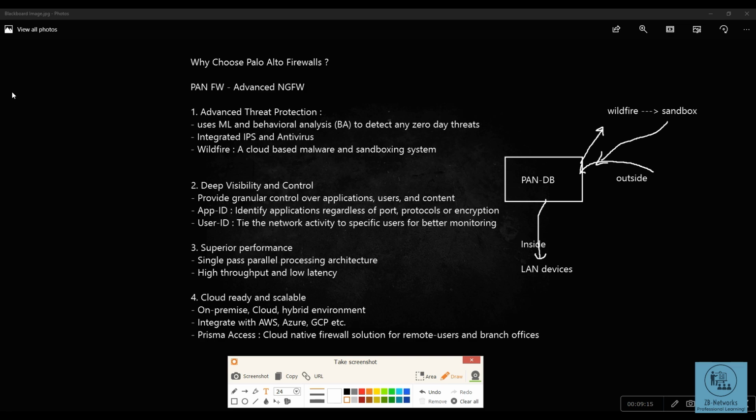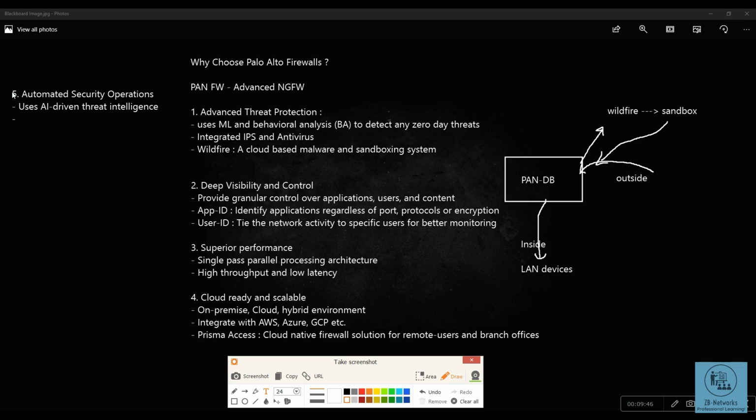So step number 5 would be automated security operations, which means it uses AI driven threat intelligence for any real-time response which is required.